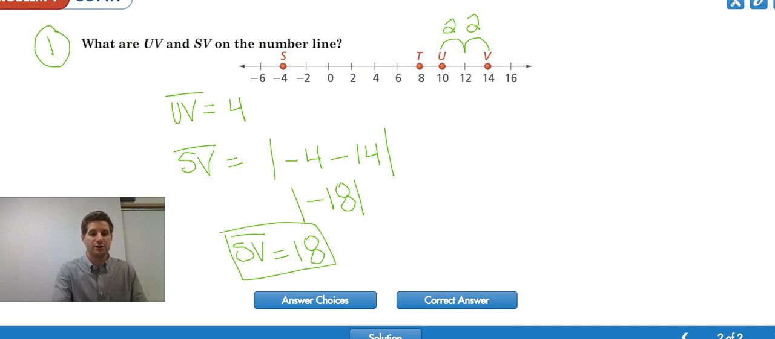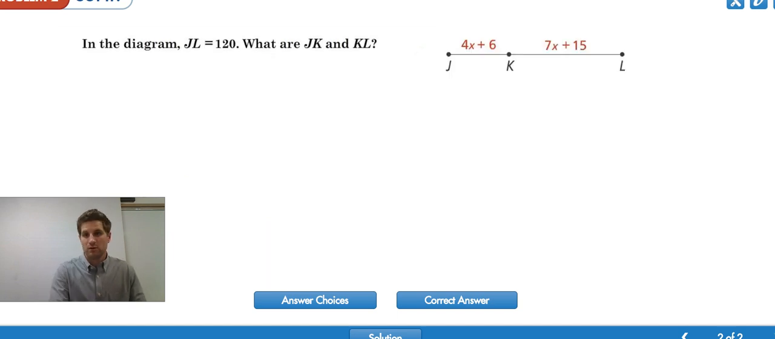And there it is. So we got our 2. So we can count, or if it's a little bit further away, sometimes it's faster just to go ahead and use that absolute value trick that we took our notes on. All right, let's go to our next problem.